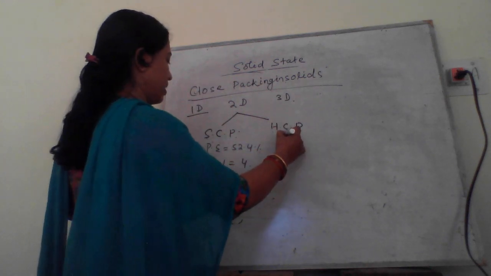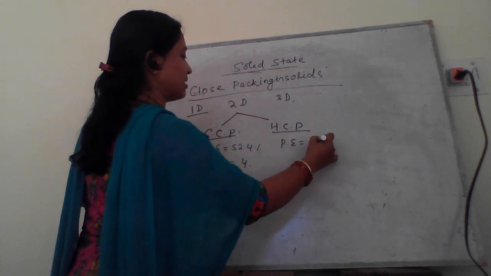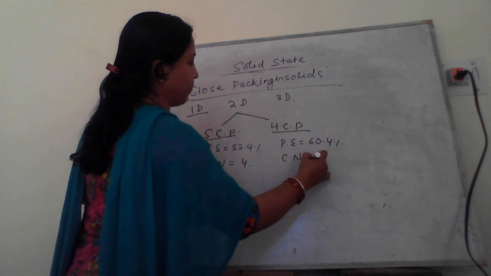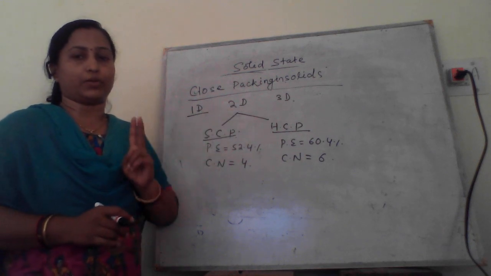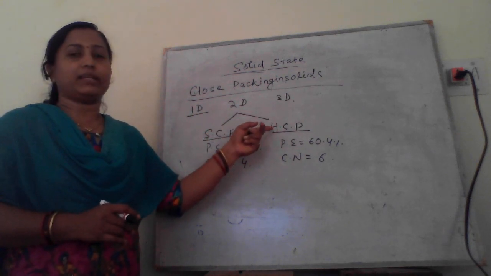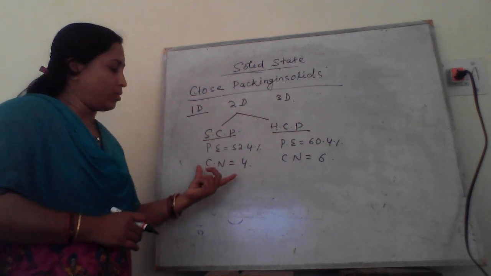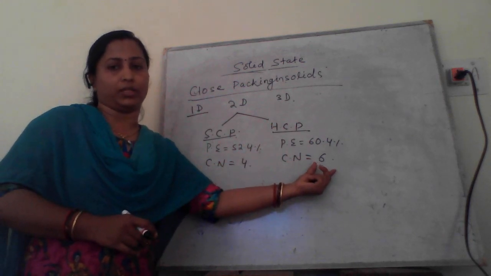But in hexagonal close packing, the packing efficiency is 60.4% and coordination number is 6. In 2 dimensional arrangement, there are 2 types of packing. One is square close packing, second one is hexagonal close packing. In square close packing, the coordination number is 4, whereas in hexagonal close packing, the coordination number is 6.